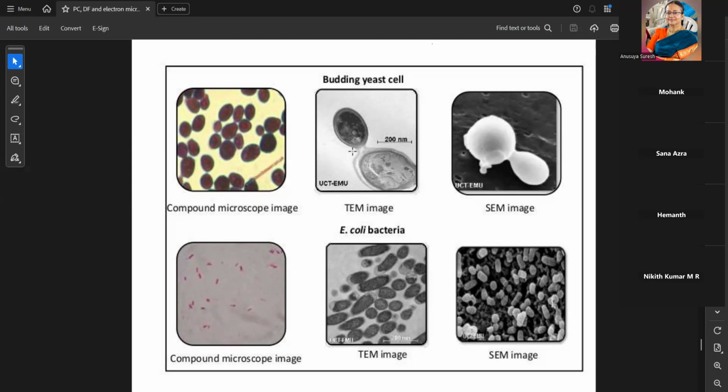Can you make out the difference in the level of visibility? In the compound microscope, you just saw some round things there, and you could see some attachment between some of them. When you look at the SEM image, we are only seeing the outside of what is happening. Only the external you can see, but the inside is all opaque. But in the TEM image, you can see inside those yeast cells also, what structures are there, what process is happening.